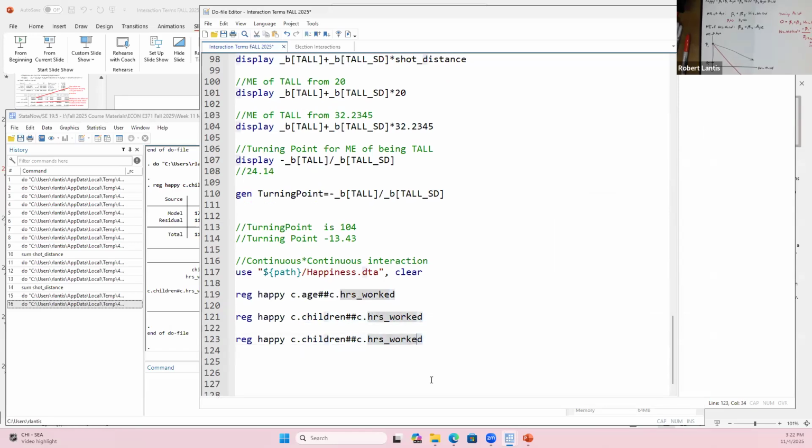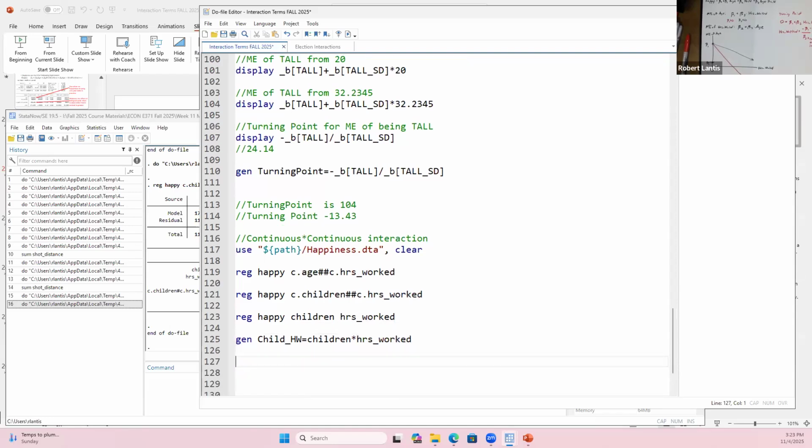Let's do some old stuff. So let's look at an example without the interaction term. And then once again, this is just what I like to do: create my own interaction term that I get to name myself, which is the interaction of children with hours worked. I just shorthand it, makes it a little bit easier to type out. So I'm going to create my own interaction.